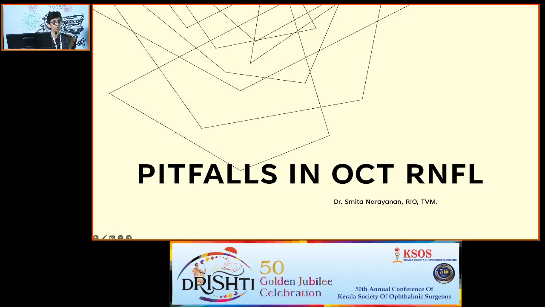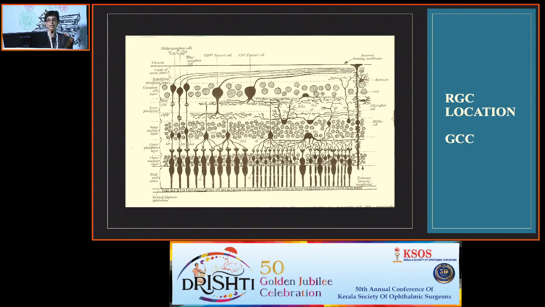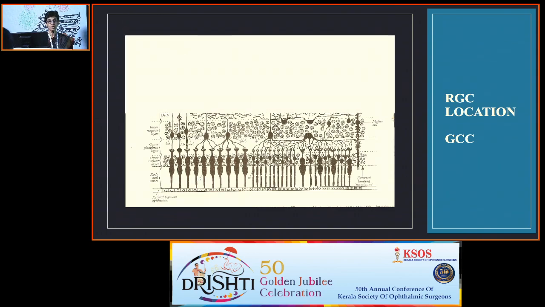So, today I shall point out a few mistakes that we are likely to make during our interpretation of the OCT RNFL. I shall be basically talking about the retinal nerve fiber layer and the ganglion cell layer, and OCT. OCT is the only instrument which can directly measure the thickness of these layers. Most of the other instruments were unable to measure it directly.